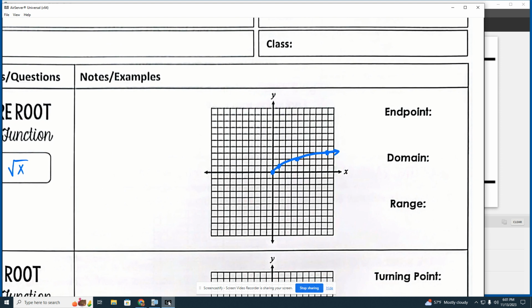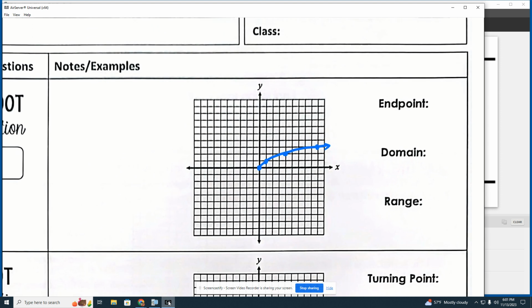So let's name some things that you're pretty familiar with. The endpoint. Where did this thing start? Well, it started right at the origin. Why? Well, it hadn't shifted left. It hadn't shifted right. It started right on the origin.